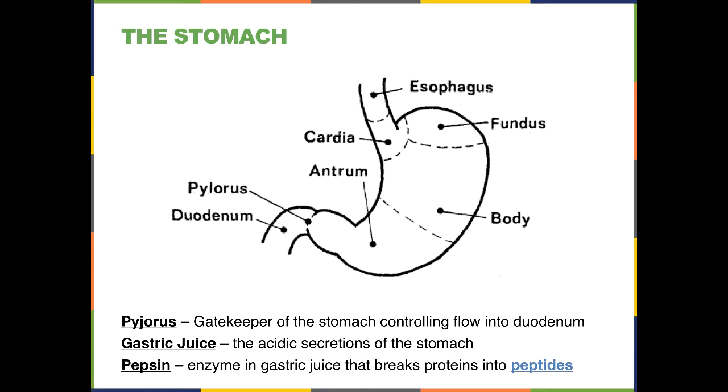Pepsin is the principal enzyme that's in gastric juice. It's actually the product of a proenzyme called pepsinogen, which is broken apart in an acid environment, and then that acts on the proteins to break them down into smaller sections known as peptides.